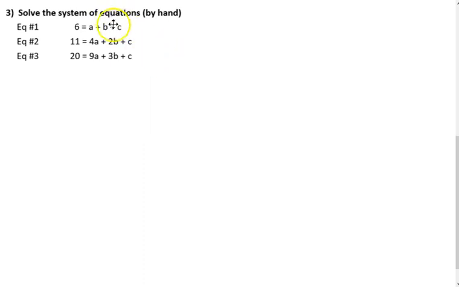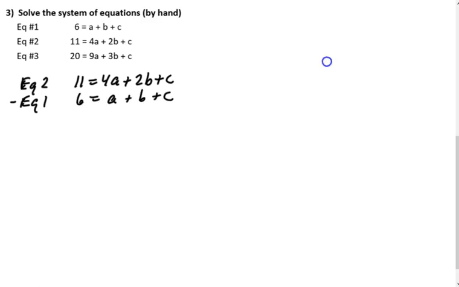We are going to pick a pair of equations and choose a variable to eliminate, and then pick a different pair and eliminate the same variable. The obvious variable to eliminate is c, because there's only one c in each one of those, and that makes it very simple to do. And I'm going to pick certain pairs for a certain reason. So the first thing I'm going to do is equation 2 minus equation 1. So 11 equals 4a plus 2b plus c, 6 equals a plus b plus c. Subtracting the second equation from the first, I end up with 5 equals 3a plus b.